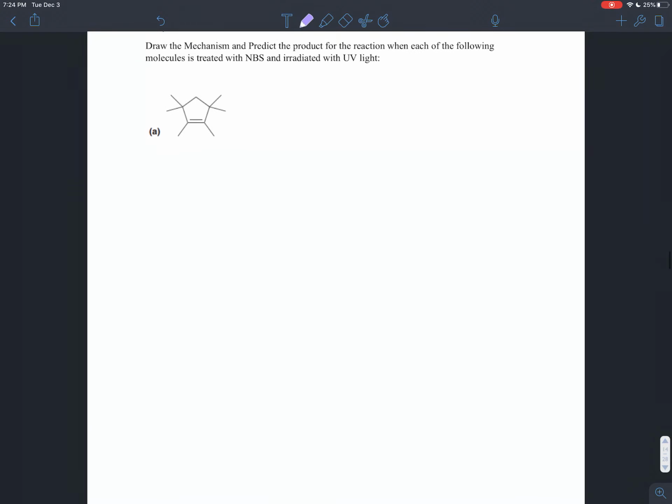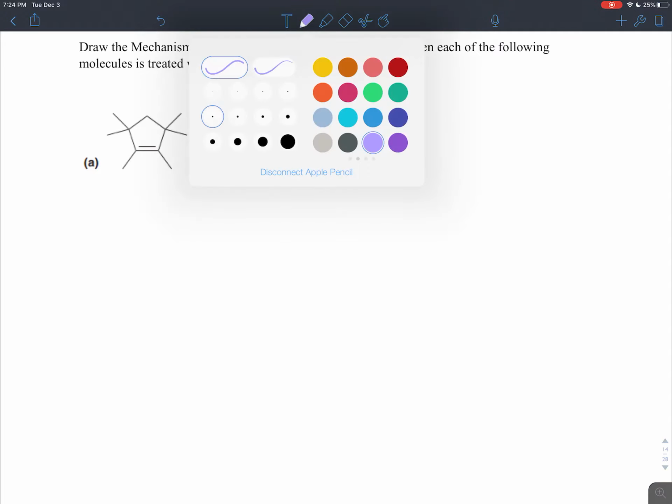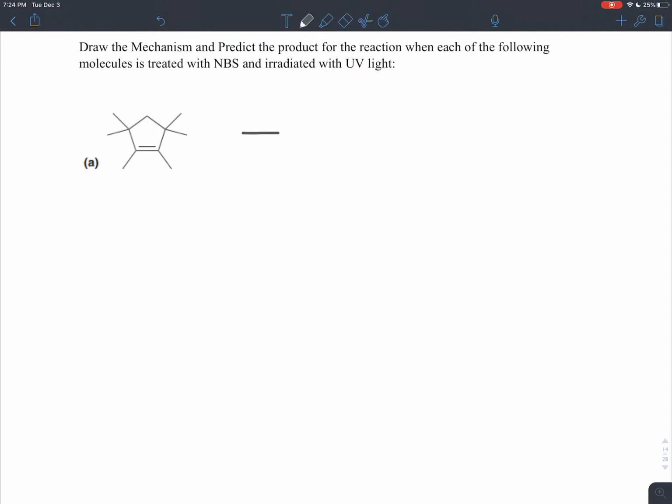Okay, so given those things, here we're going to have some alkenes, and we're going to use NBS and light that says draw the mechanism and predict a product for the reaction when each of the following molecules is treated with N-bromosuccinimide and irradiated with ultraviolet light. So we're going to treat each of these with NBS and light, h nu, Planck's constant times the frequency of the light.